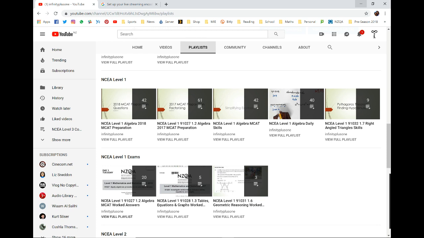Has the tables equations paper changed? A little bit, I think, from last year. I think there was a bit of change. So I will be doing the 2018 paper sometime in the next week, just trying to see when I get some time to do it. So yeah, I will do that paper, so you guys can have a look through that as well.